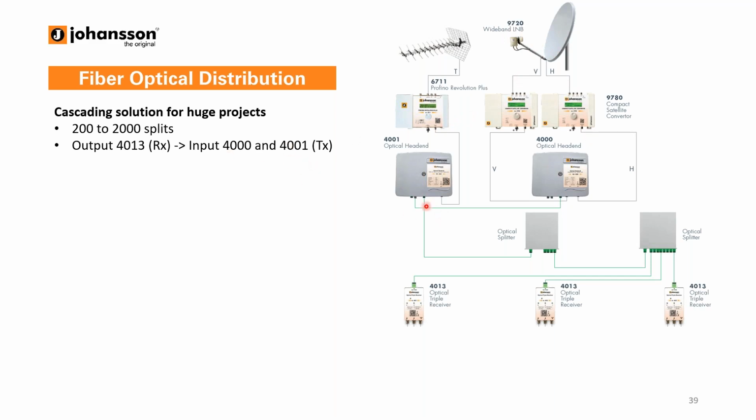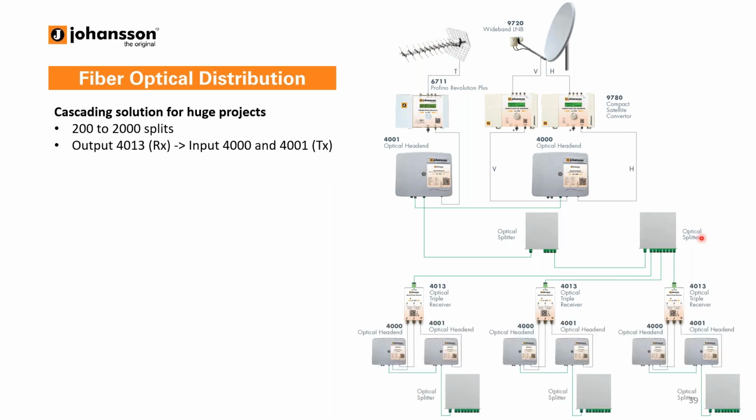So what do we do for huge projects? So you have your transmitters, your two transmitters, and then your first layer, you split the signal, and then you go to your receivers. But here, instead of going to, for instance, multi-switches or directly to the decoders, we just add an additional layer of transmitters. So basically the output of the first receiver is going to the input of the next layer of transmitters. And this way you can support huge installations up to 2000 and more passive splits.